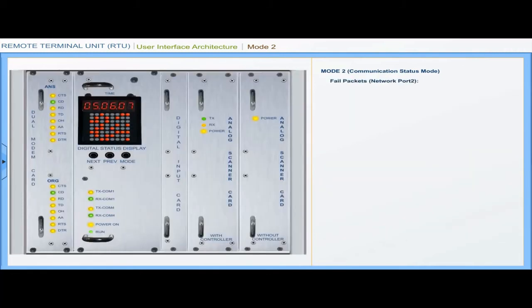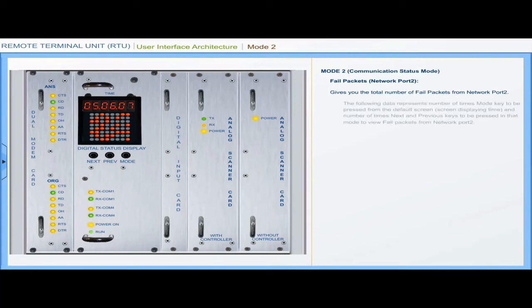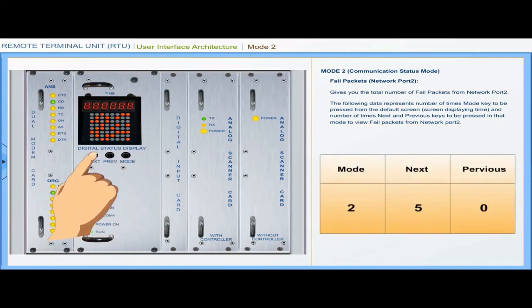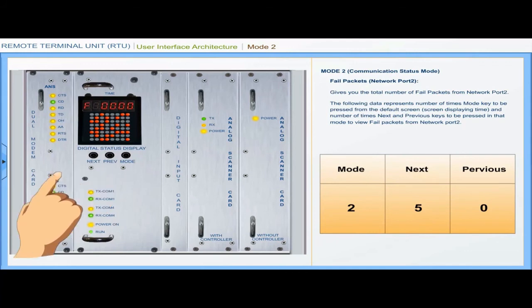Fail Packets, Network Port 2. Gives you the total number of failed packets from Network Port 2. The following data represents number of times mode key to be pressed from the default screen, that is screen displaying time, and number of times next and previous keys to be pressed in that mode to view failed packets from Network Port 2. Mode 2. Next 5. Previous 0. Display on 7 segments look like.